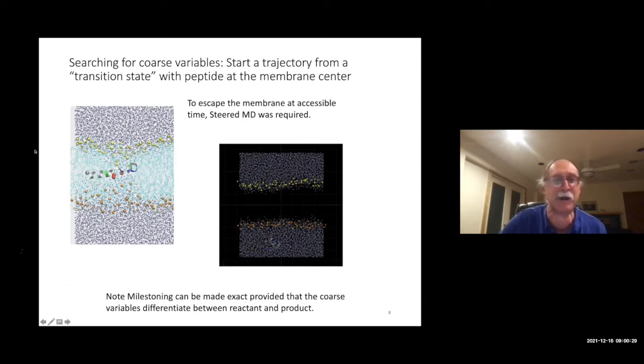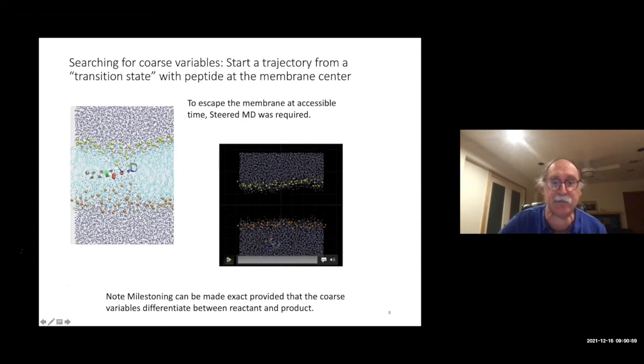So we put the peptide at the center of the membrane, constrain it there, and run equilibration, and then we let it go. Then we watch many trajectories, which we hope will rapidly go to one side or the other, and then we can look at them, visually inspecting and doing further analysis, trying to understand what are good collective variables to describe the motions of this particular peptide from one side of the membrane to the other.